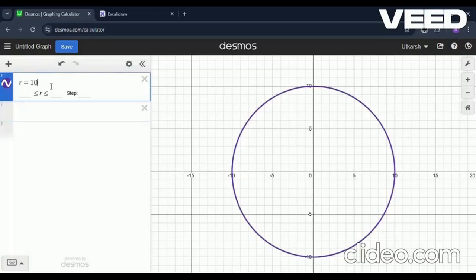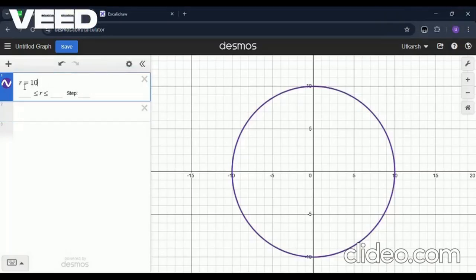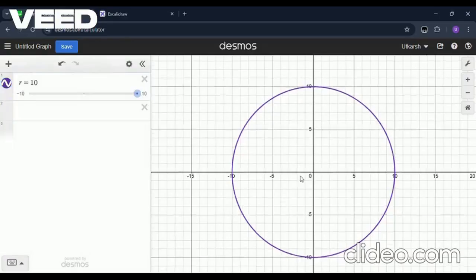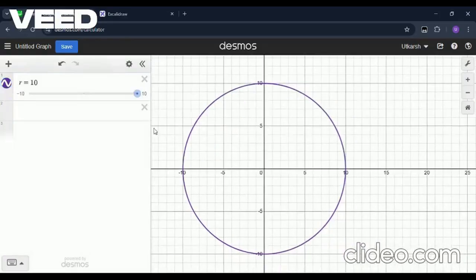Now what basically I have done with r equal to 10, so r is basically the distance of a point from the origin. And r equal to 10 is the locus of all such points which are at a distance of 10 units from the origin, which is basically a circle of radius 10. So you can see how easy it is to draw a circle in polar coordinates.